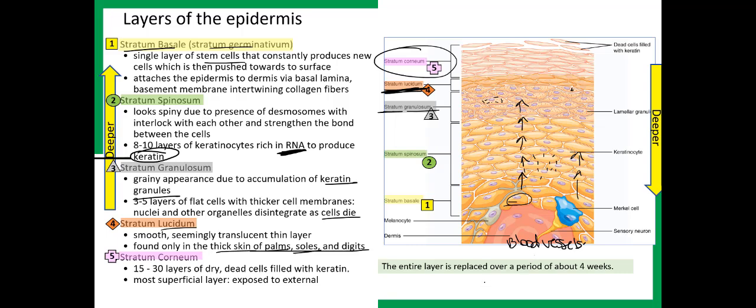So basically skin is continuously being produced and replaced, and it takes about a period of 4 weeks for keratinocytes to be formed at the basal layer and then make their way up to the stratum corneum, the most superficial layer.